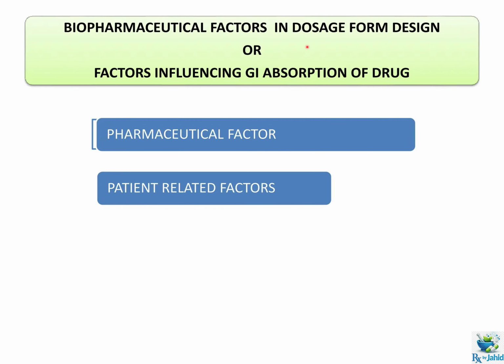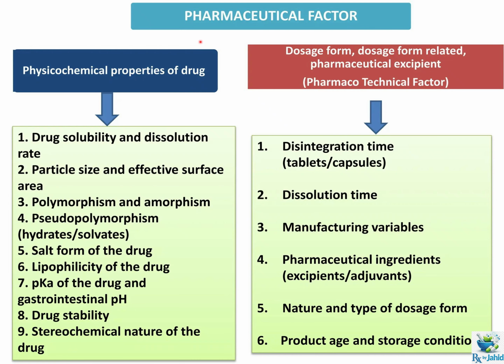So biopharmaceutical factors in dosage form design, or factors influencing the GI absorption of drug, include some pharmaceutical factors and patient-related factors. We'll begin with pharmaceutical factors. Pharmaceutical factors can be described in two different categories: physicochemical properties of the drug, and other factors related to the dosage form or pharmaceutical excipients. These are called pharmacotechnical factors. So let's start with physicochemical properties.